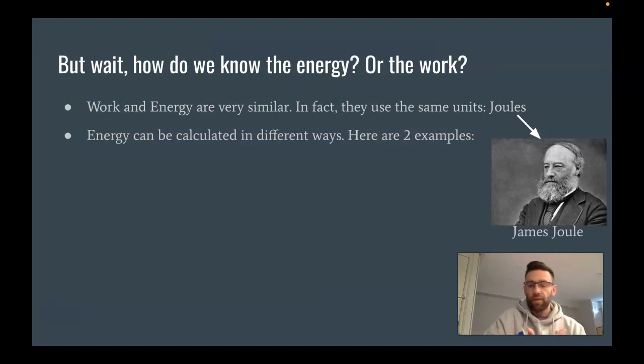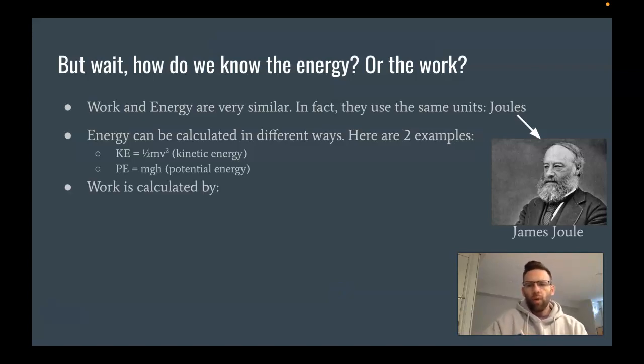One or two that you might have already seen in class are kinetic energy is 1/2 times mass times velocity squared, or potential energy is mass times gravity times height. And then work is calculated as force times displacement. When you push something and you have made it move, then you have done work.